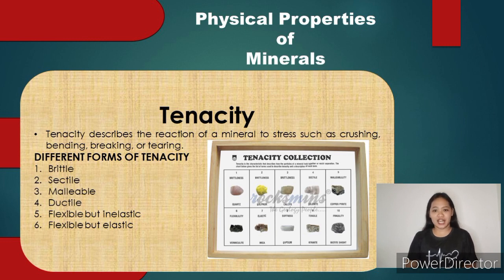Tenacity describes the reaction of a mineral to stress such as crushing, bending, breaking, or tearing. It is the resistance of minerals to certain forces. Minerals react differently to different types of stress. We have here the different forms of tenacity. Number 1 is brittle. If a mineral is hammered and the result is a powder or small crumbs, it is considered brittle.